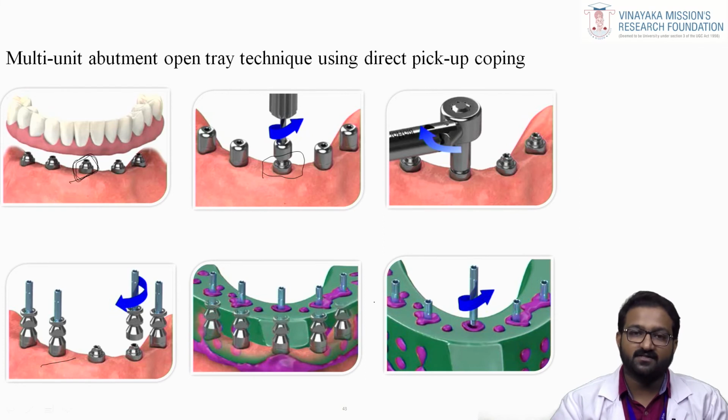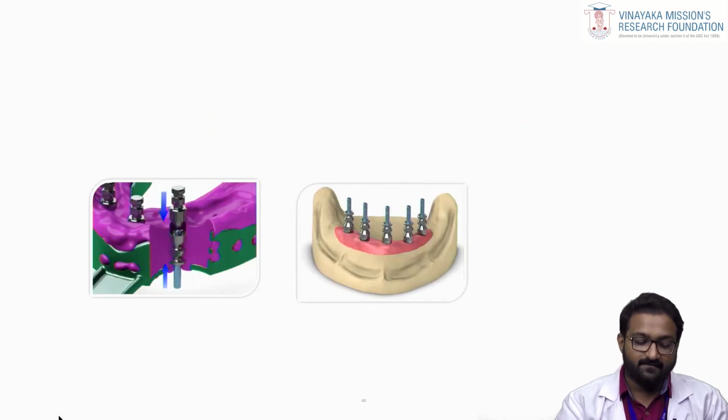Once the impression is set, you are going to unscrew the open tray transfer coping, and when you are taking it out, the open tray transfer coping will be picked up along with the impression. You have to put the gingival mask and then pour the impression, and once you attach the open tray transfer coping, it looks like this in the model.